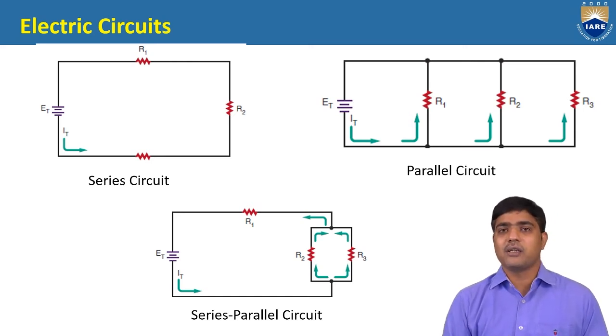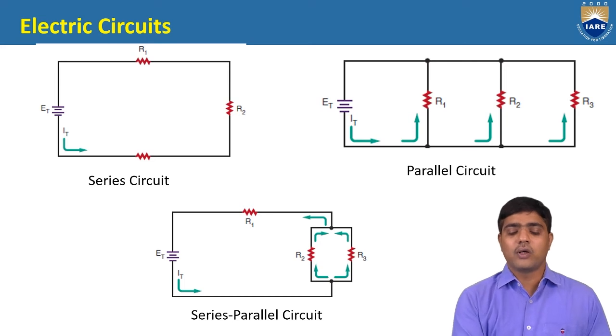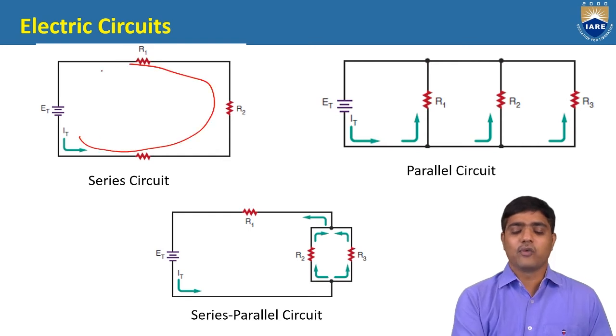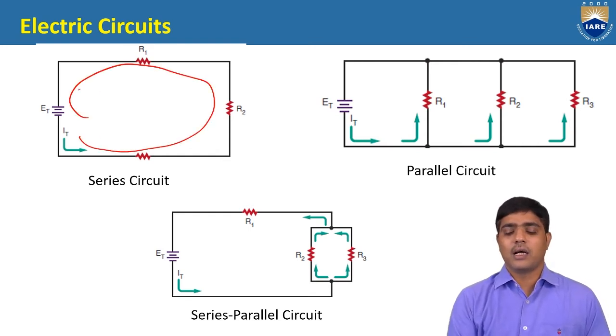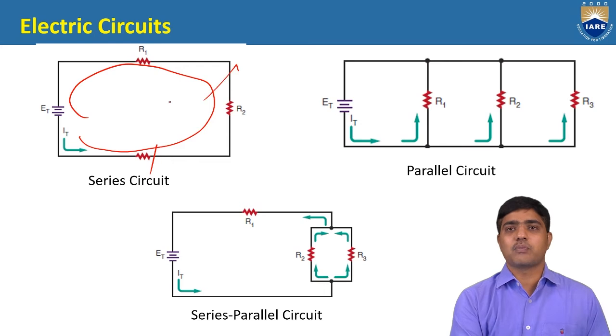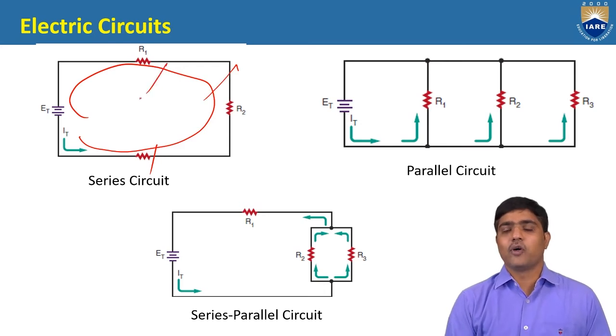So what is the property of series circuit? If you are looking at the series circuit here, the current flowing through the circuit is the same. Here the current flowing through the entire circuit is the same at any point, at this point or at this point or at this point. And it has only one path for current.